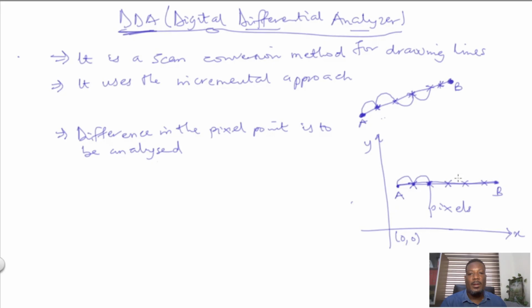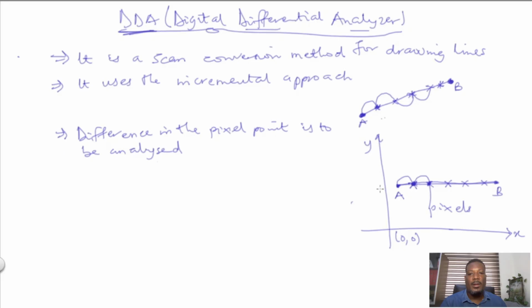So we say it is an incremental approach mainly because it performs the computation at each step and uses the outcome of the previous step. To get this one, we need to compute the difference in pixel points of these ones, do the computation, and then the new intermediate points can be drawn using this algorithm.